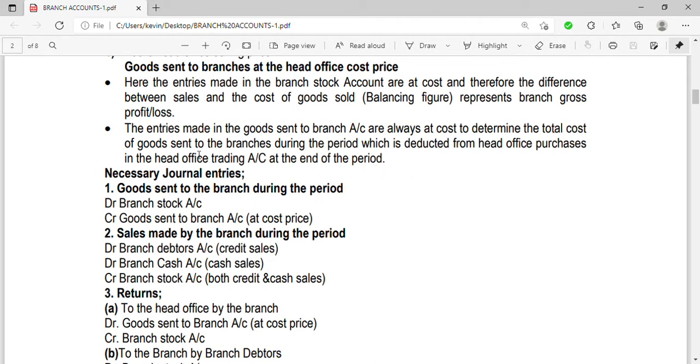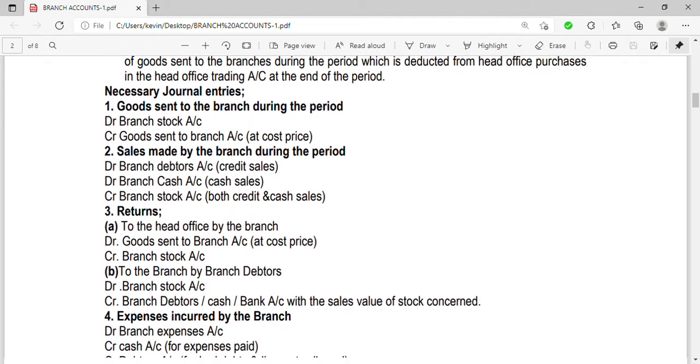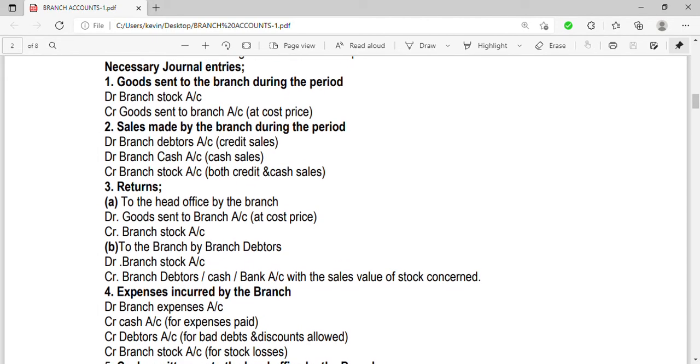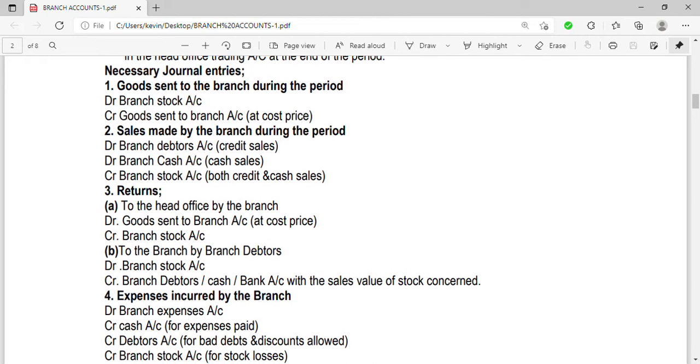Necessary journal entries. First is when goods are sent to the branch during that period. When goods are sent to the branch, it means that the stock at the branch is increasing. And remember stock is an asset, it increases by debiting. So we debit the branch stock account, and then we credit the goods sent to branch account at cost price.